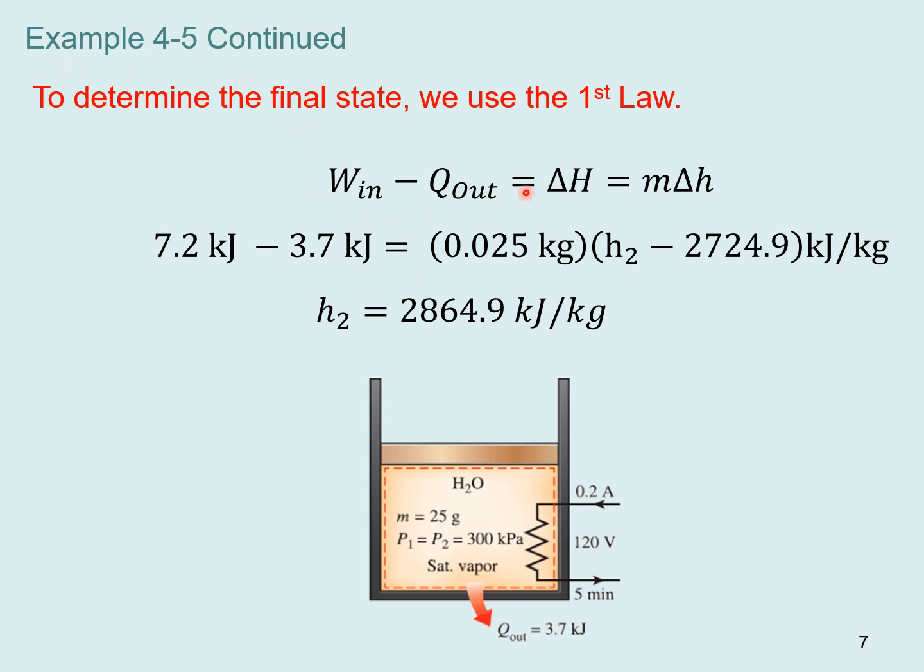Now we can determine the final state by using the first law. W in minus Q out is equal to delta H. Remember, capital H is the enthalpy, which is equal to m times delta h, and delta h is what we can get from the tables. This is the enthalpy per unit mass.